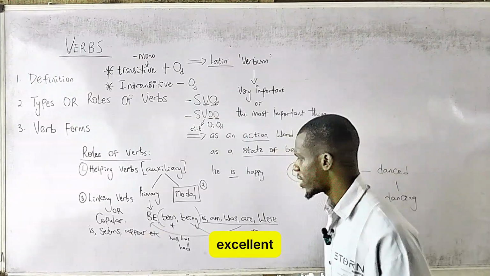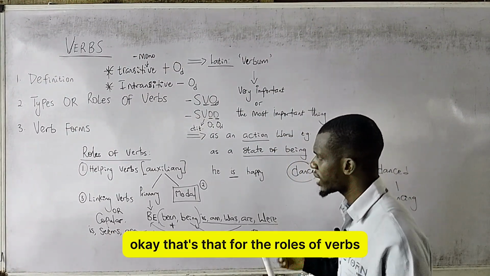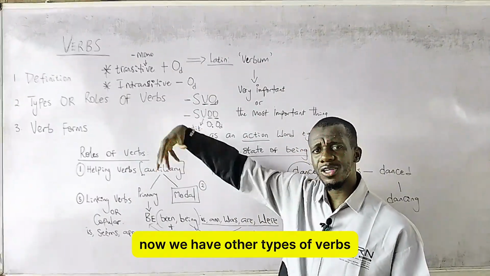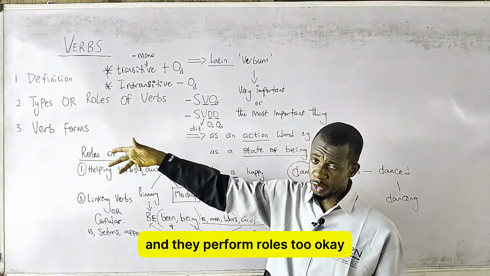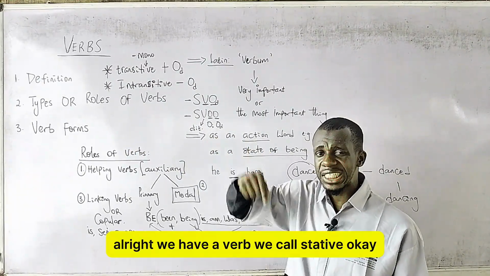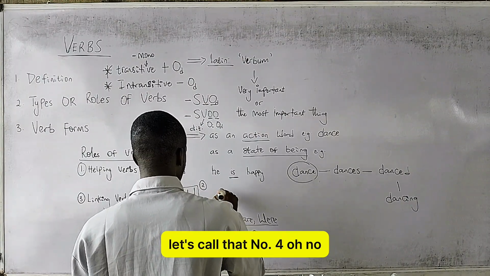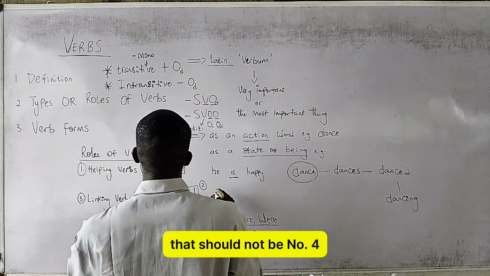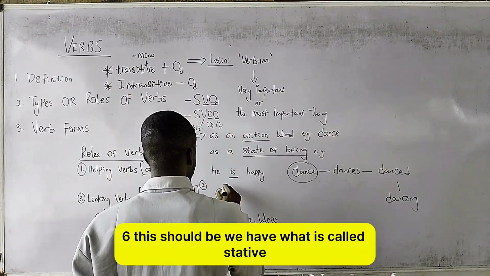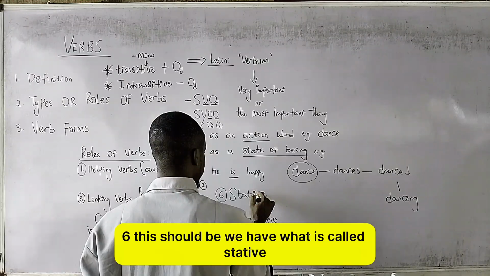Excellent. Is there any other function we are missing? That's that for the roles of verbs. Now we have other types of verbs and they perform roles too. We have a verb we call stative. Let's call that number 4. Oh no, that should not be number 4. Transitive was 4. Intransitive was 5. This should be 6. We have what is called stative.